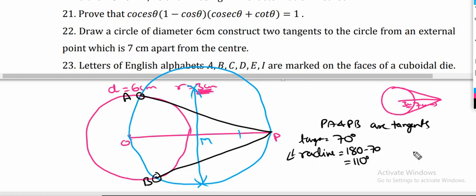In this construction you have to draw a circle, and this is the angle between the radii. So you have to draw a radius, and here you have to mark 110 degrees. Then you have to join this one. This gives you 110 degrees.